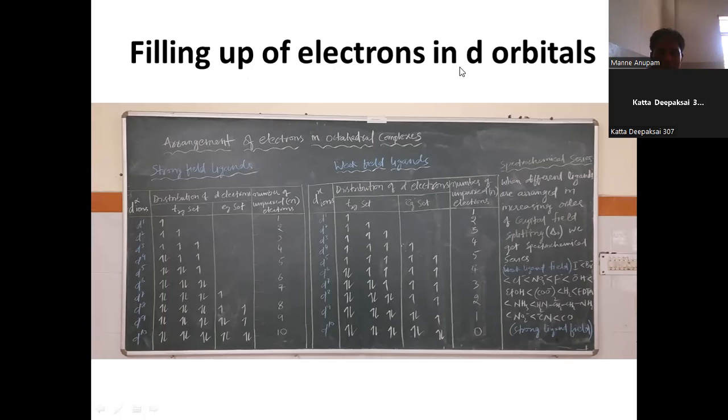Okay, filling up of electrons in d orbitals. Arrangement of electrons in octahedral complexes: how electrons are arranged in octahedral complexes. There are two kinds of ligands: strong field ligands and weak field ligands.